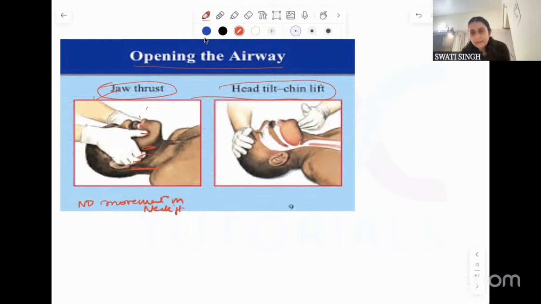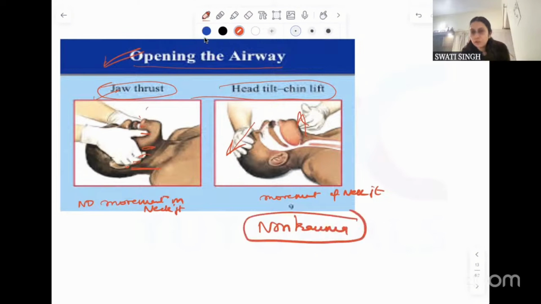Then we have head tilt chin lift. In this, with one hand we tilt the head backward, and with the other hand we lift the chin upward. So this also opens the airway, but there is movement of the neck joint. So guys, if I have to open the airway in a non-trauma patient, I would go for head tilt chin lift. This is the best maneuver to open the airway.